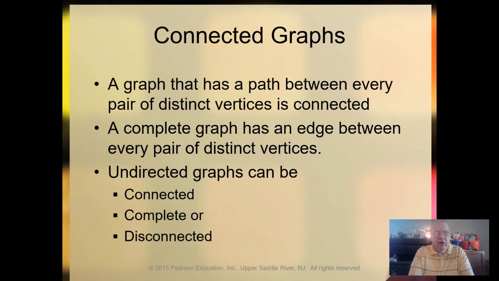Another word is a connected graph. A connected graph has a path between every pair of distinct vertices. In other words, there's no vertex that's out by itself without an edge between them. By the way, when you get to implementing a graph, you can't have an edge that's just hanging out. You can have vertices that are hanging out by themselves without any edges connecting them, but you can't have any edges that don't have at least two vertices connecting them.